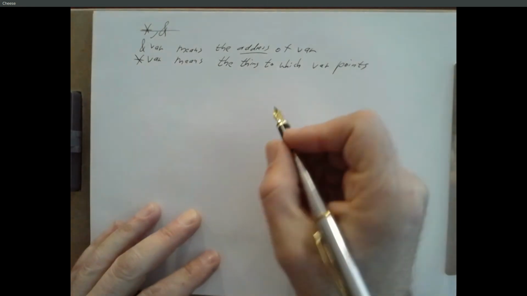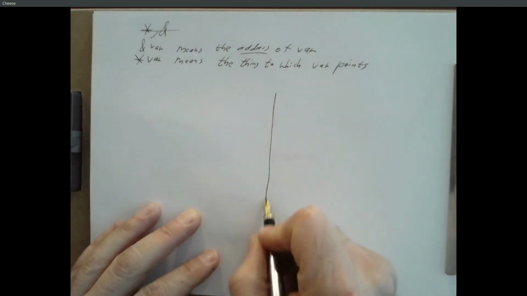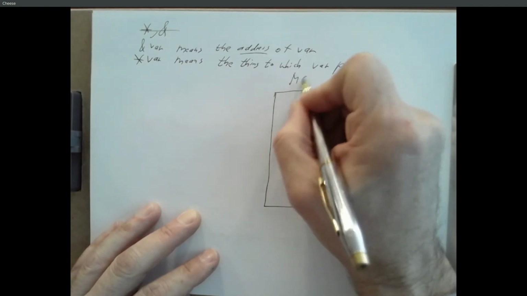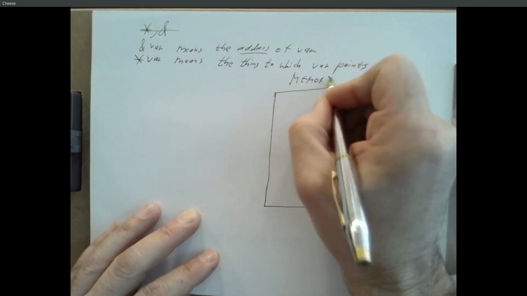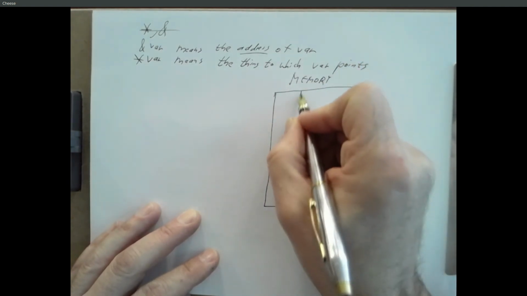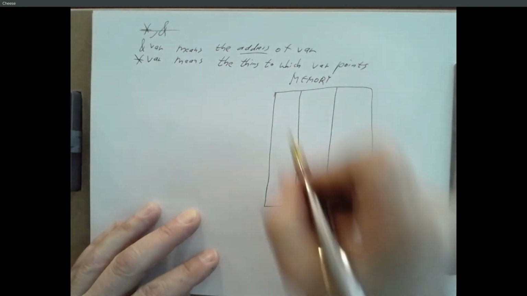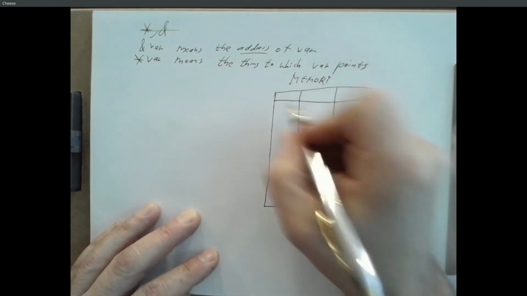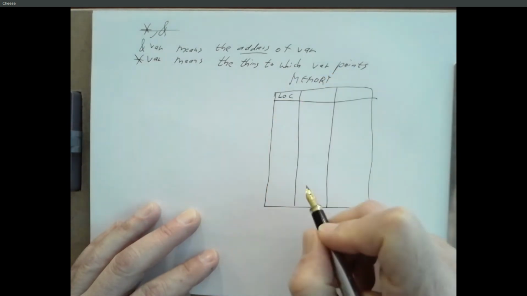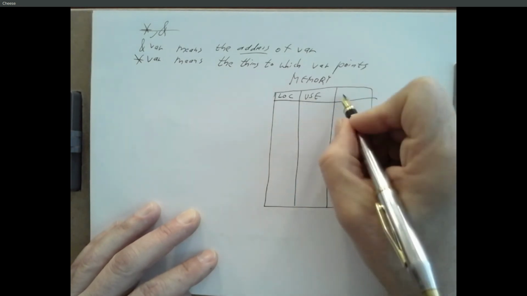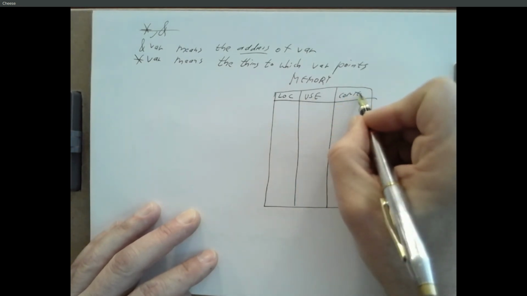So let's play with these. Let's make a memory map. So here's our memory. So here's the address in memory, the location. Here's what we're using it for, and here's the contents.